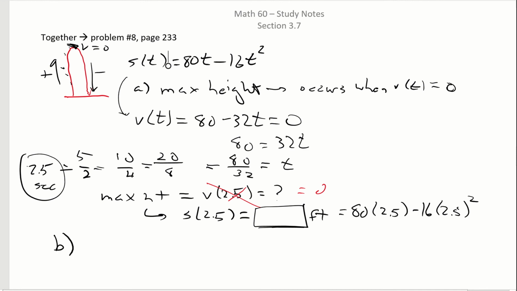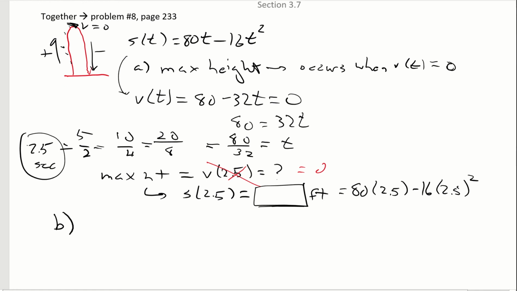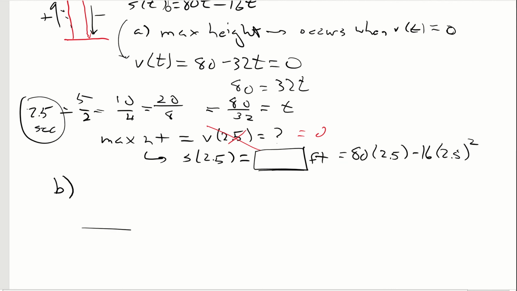Part B, it says, what is the velocity of the ball when it is 96 feet above the ground on its way up and on its way down? So that's an interesting problem. In fact, it's pretty good to look at the diagram again. It's going to go up and down.